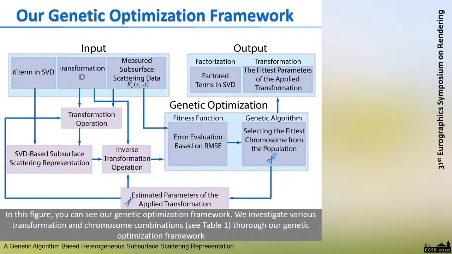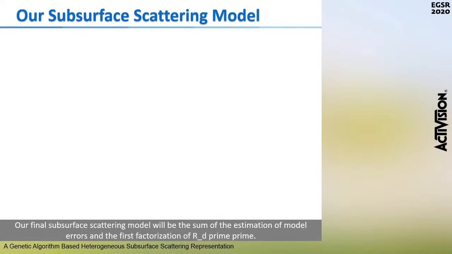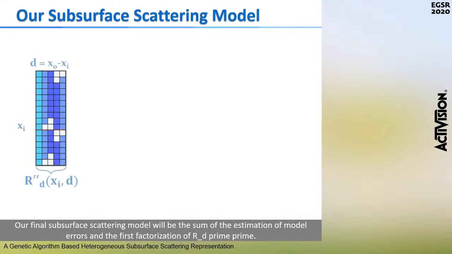In this figure, you can see our genetic optimization framework. We investigate various transformation and chromosome combinations through our genetic optimization framework. Our final subsurface scattering model will be the sum of the estimation of model errors and the first factorization of RD prime prime.